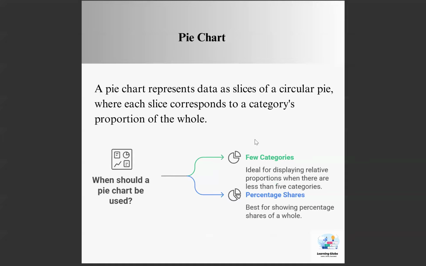The pie chart is basically used for a few categories, ideally for representing proportions where three or more categories are there, as well as percentage shares. So if you want to make a person understand which person is holding how much share, you can use percentage shares as well.